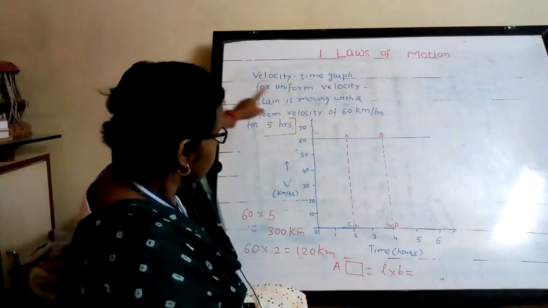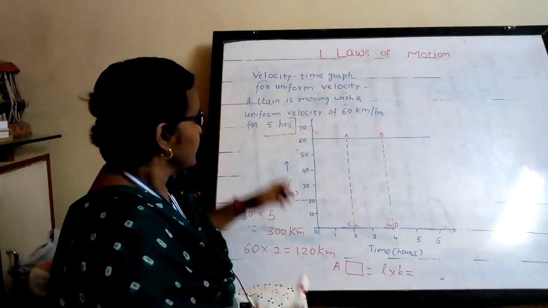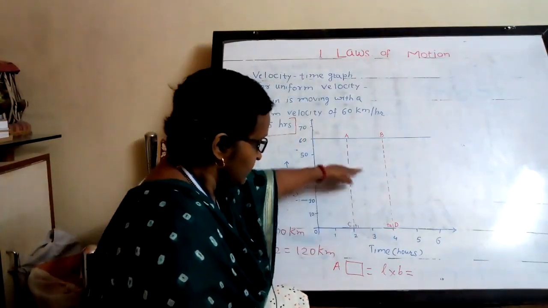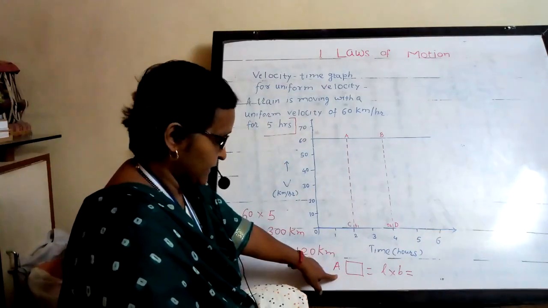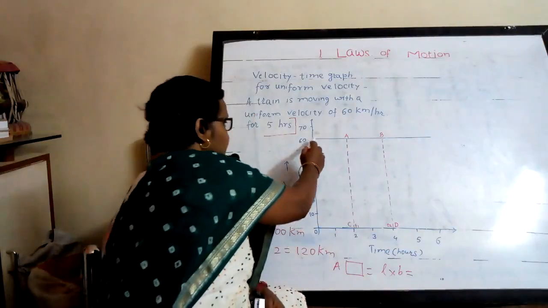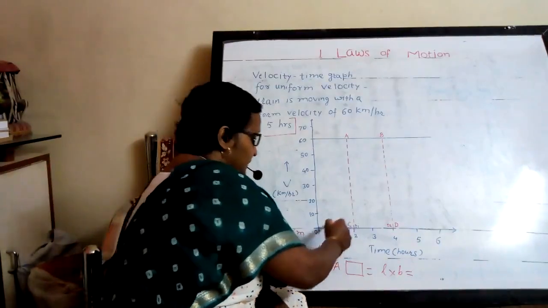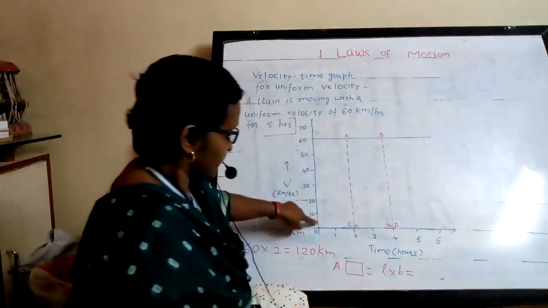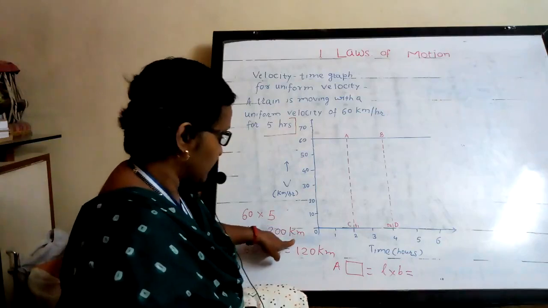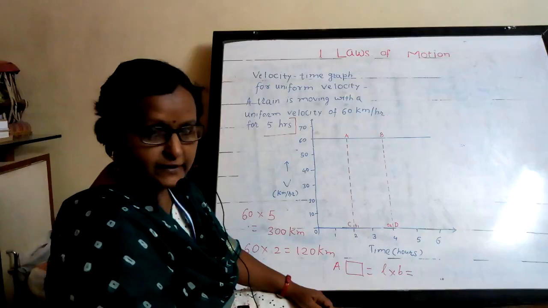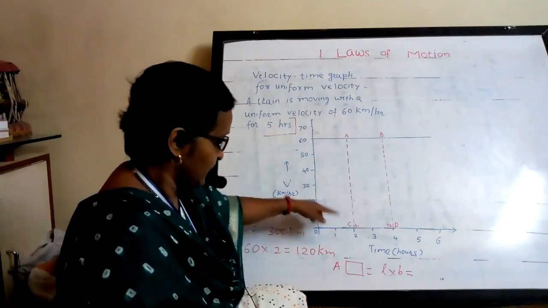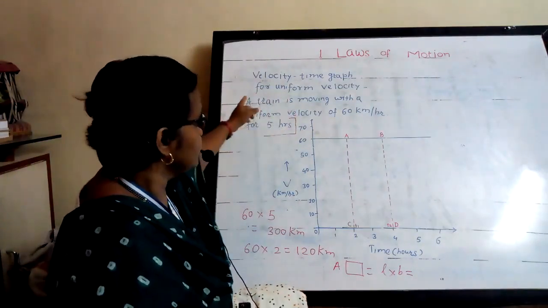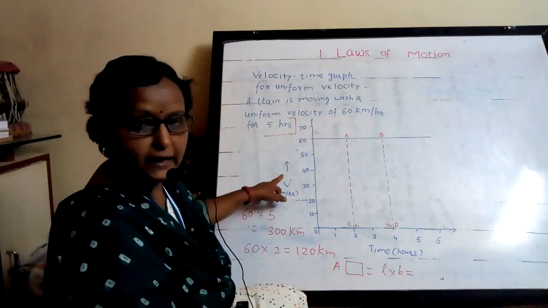And in this way, if any object or this train is moving with constant velocity or uniform velocity, then the distance covered by the train in 2 hours is the same as the area of the rectangle. Similarly here also, if you take 5 hours, you can draw one more rectangle and again calculate 60 multiplied by 5. So the area of that rectangle is equal to 300 kilometers. Means in 5 hours the train has covered 300 kilometers. So this is similar to the area of the rectangle, if the velocity time graph is for uniform velocity. So today we'll stop here and see you next tomorrow.